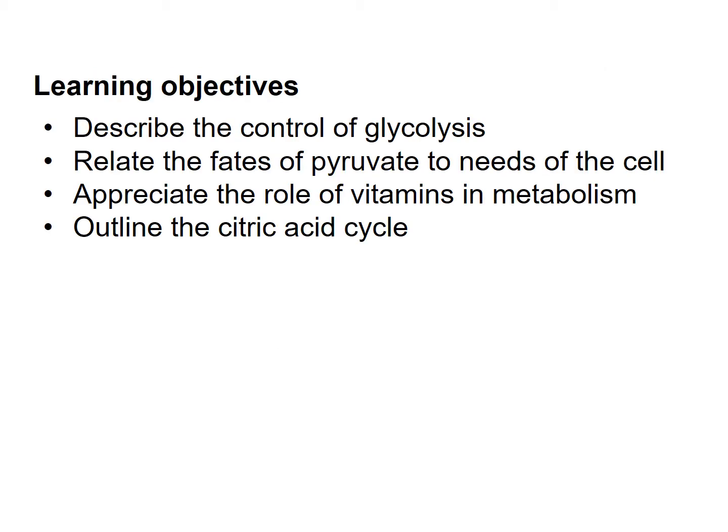So in this lecture, there are 4 learning objectives. Number 1 will describe the control strategies of glycolysis by modifying the activity of the enzymes. And then we'll look at different fates of pyruvate depending on the needs of the cell. And number 3, we'll try to appreciate the role of vitamins in metabolism. And last but not least, we will outline the important steps in citric acid cycle.